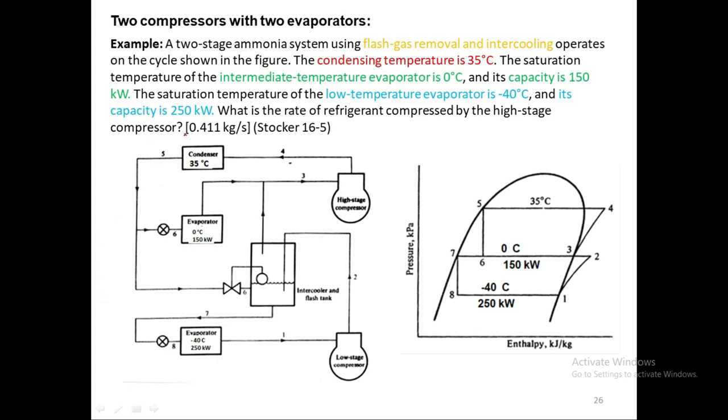What is the rate of refrigerant compressed by the high stage compressor? This is the high stage compressor, and the mass it is compressing is m dot 3. So what we need to find out is m dot 3. The saturation points are 1, 3, 5, 7, and these we can find from the table. But for the superheated points, 2 and 4, we have to use the chart. Okay, let's take a look.